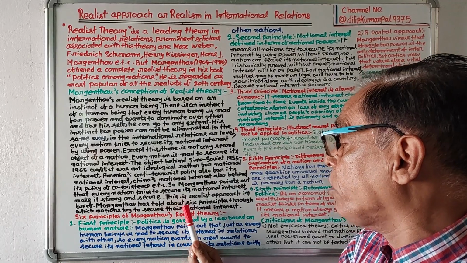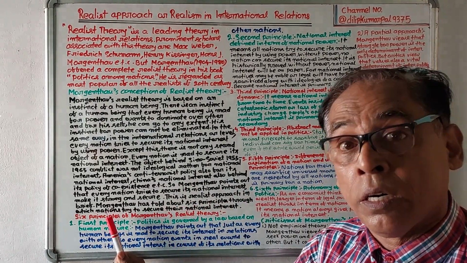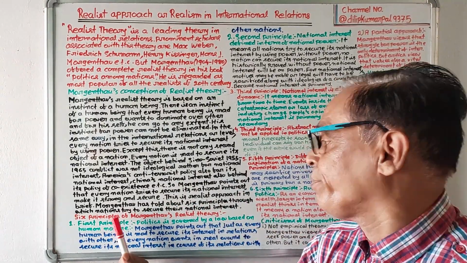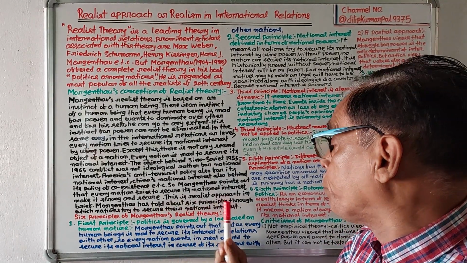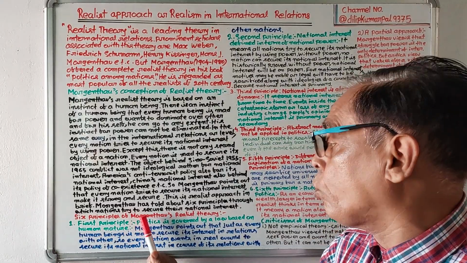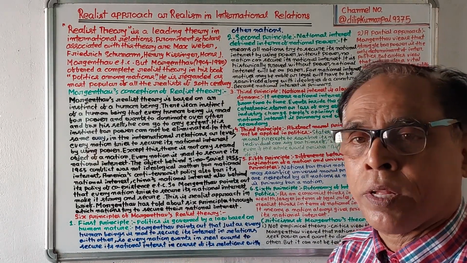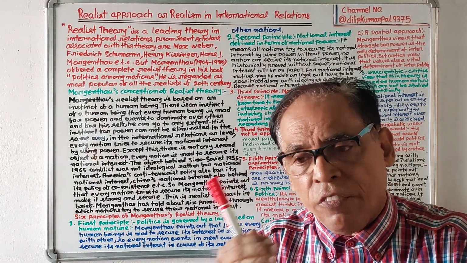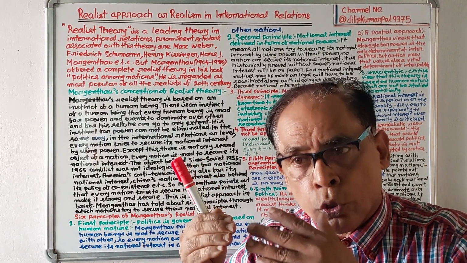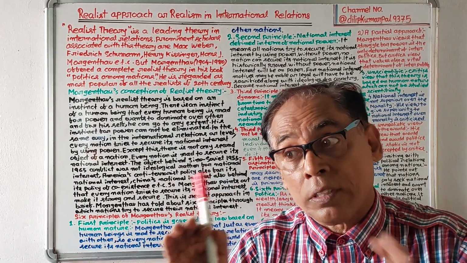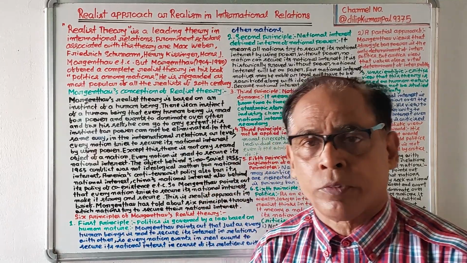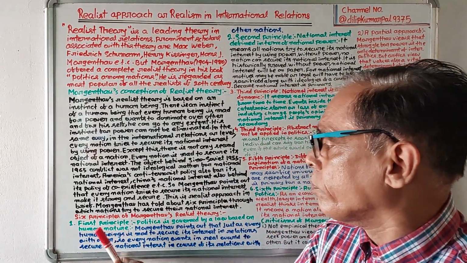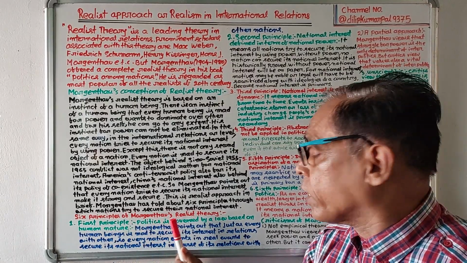Morgenthau has told about 6 principles through which nations try to secure their national interest. Morgenthau speaks that every nation tries to secure its national interest on the basis of 6 principles. On this, realist theory is based. So, what are these 6 principles? The 6 principles of Morgenthau's realist theory.